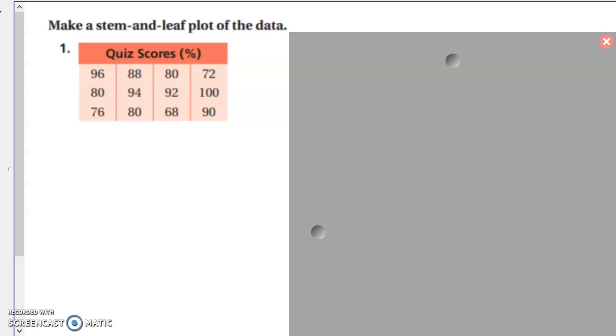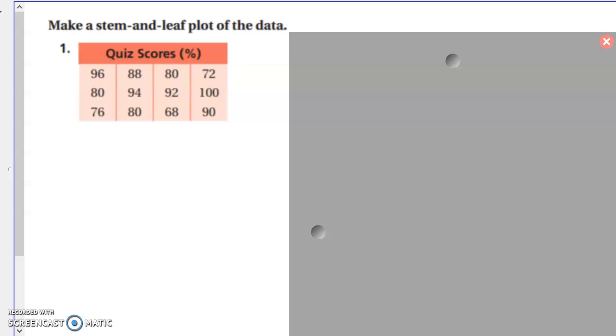In chapter 10, we learned a lot about different graphs that you can make: stem and leaf plot, histogram, box and whisker plot, and those are the kind of things that we're going to be reviewing today. So the first question we're going to review is make a stem and leaf plot of the data. Well, first thing you want to do is decide what's going to be your stem and what's going to be your leaf.